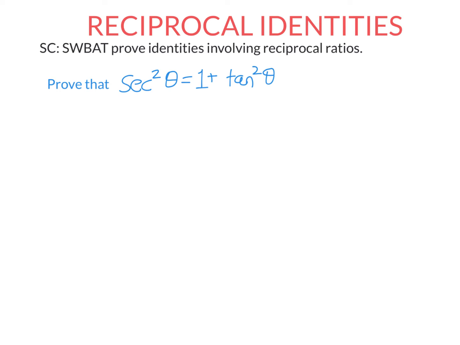Thank you so much for tuning into this video in which we will look at proving identities involving reciprocal ratios. So this is an example here. Remember, sec is a reciprocal ratio. It's 1 over cos. So let's prove that sec squared theta equals 1 plus tan squared theta.